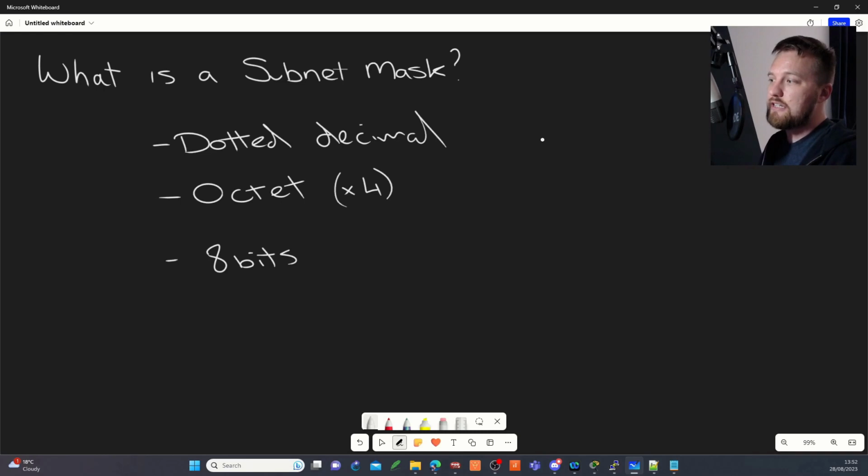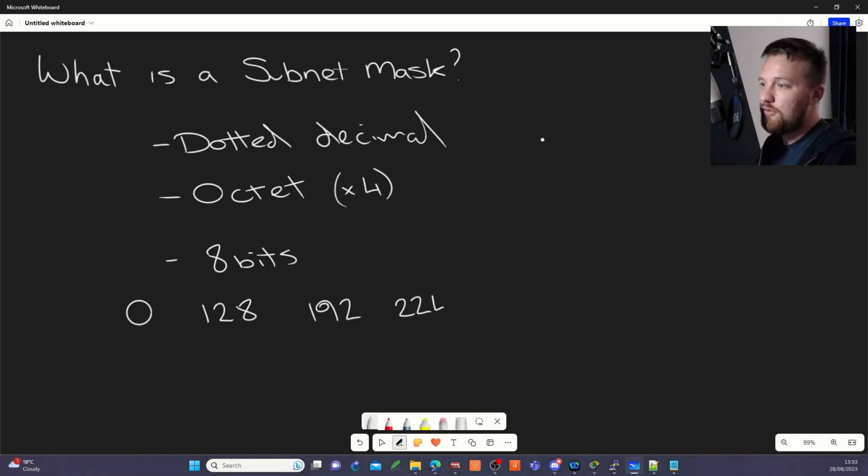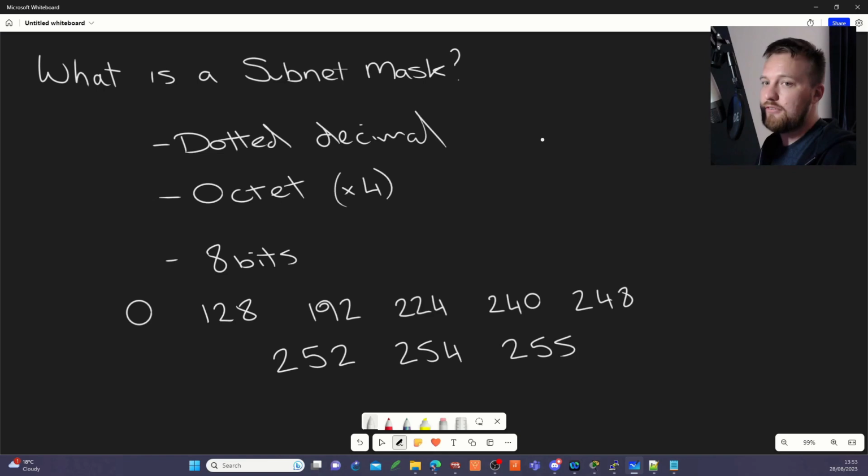It will either read a value of 0, 128, 192, 224, 240, 248, 252, 254, or 255. These are defined values. A subnet mask will never equal a different value other than these 9 possible outcomes.